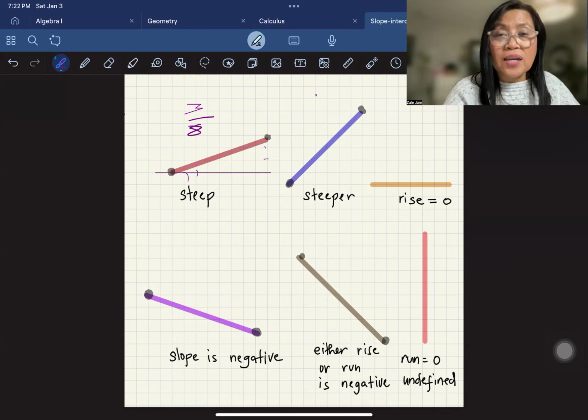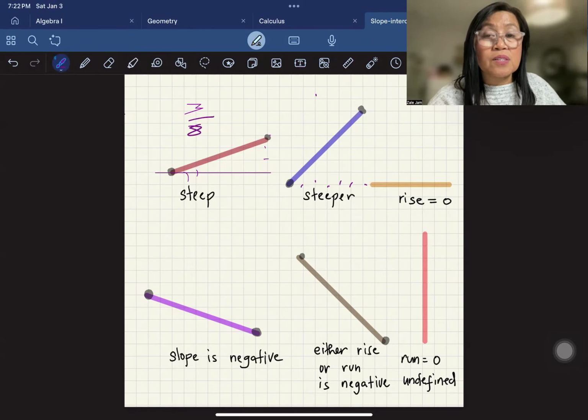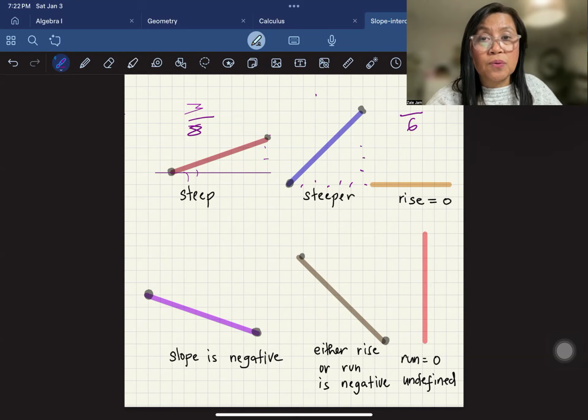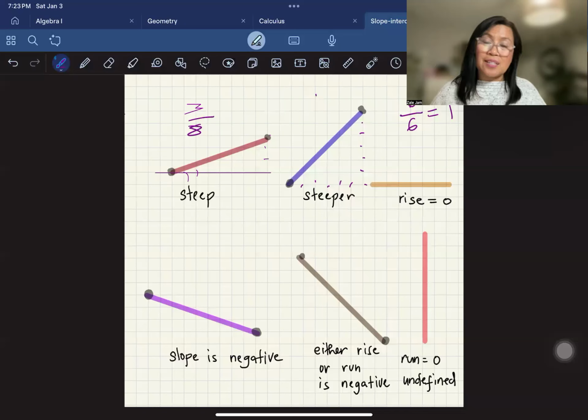And then for the second line, the violet line, we have 1, 2, 3, 4, 5, 6. So we have 6 as our run, and our rise is also 6. So we have a slope equal to 1 because it moves 6 points up and 6 points forward to the right. Again, it's a positive slope.